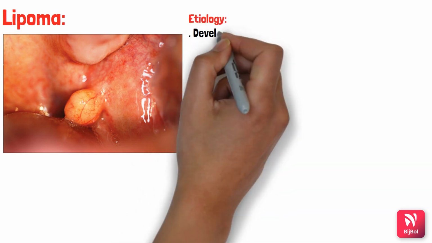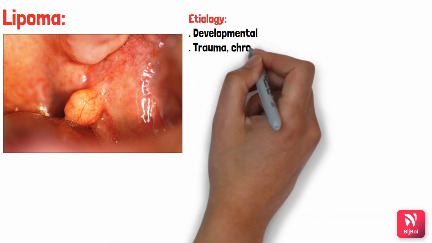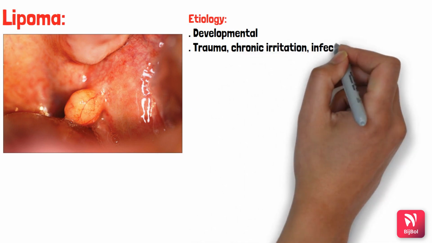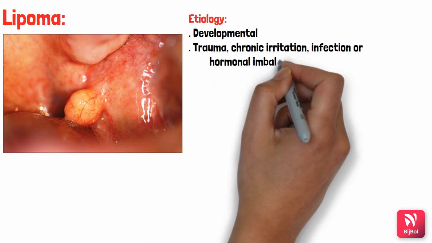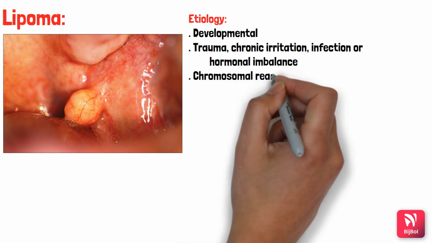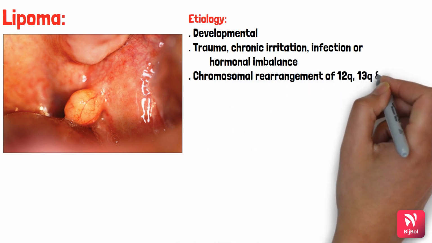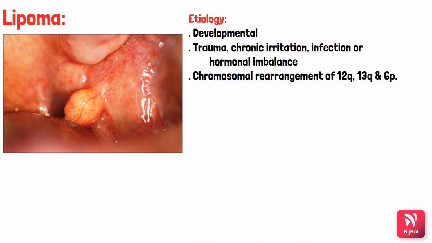So how does this lipoma occur? Usually it will be developmental, but if it develops in later life, it can be because of trauma, chronic irritation, infection, or hormonal imbalance. Or sometimes it can be because of some chromosomal rearrangement of the 12th chromosome, 13th chromosome, or 6th chromosome. So this is about the etiology of lipoma.